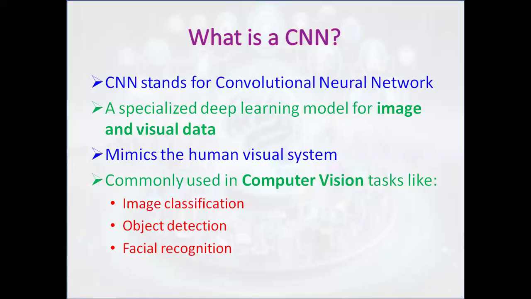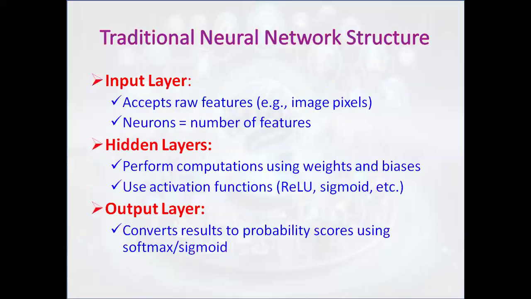Before going into CNN deeply, first we will see what the traditional neural network structure is. This traditional neural network consists of an input layer, hidden layer, and output layer. The input layer accepts the raw features from the data set, which for an image includes the pixel values. The number of neurons in this layer matches the number of input features.